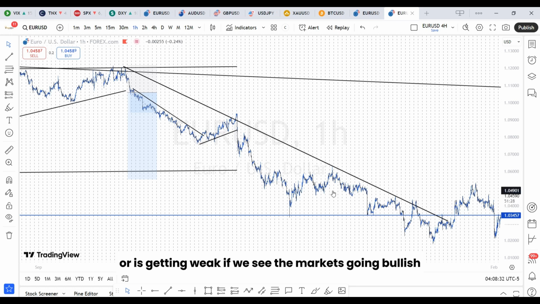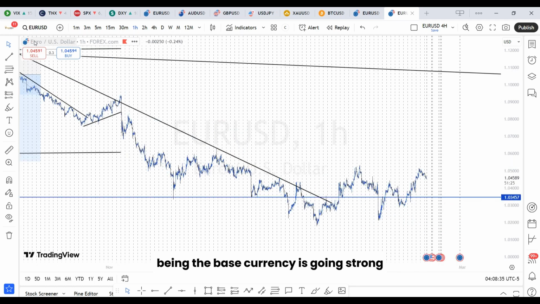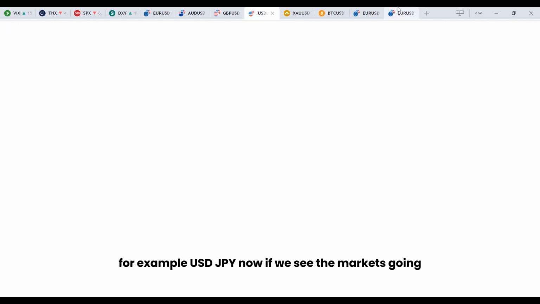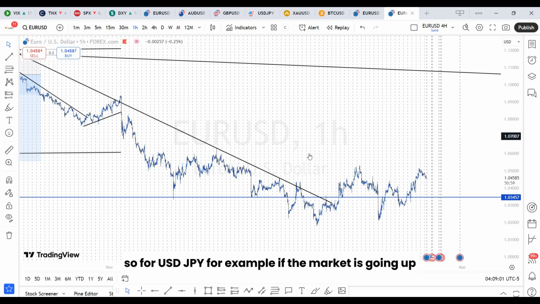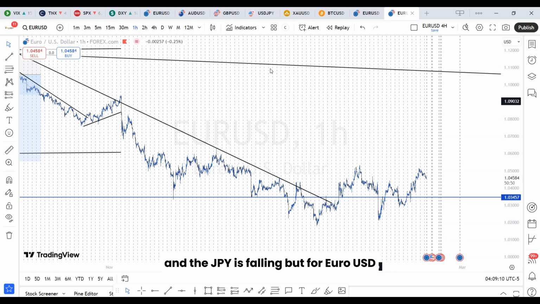If you see the market going bullish, meaning that the Euro currency, being the base currency, is going strong. For example, USD JPY now, if you see the market going up, where USD is the base currency, the first currency, meaning that USD is what this chart will be talking about, in comparison with the one behind, that is the next currency. So for USD JPY, if the market is going up, it means that the US dollar is strengthening and the JPY is falling.